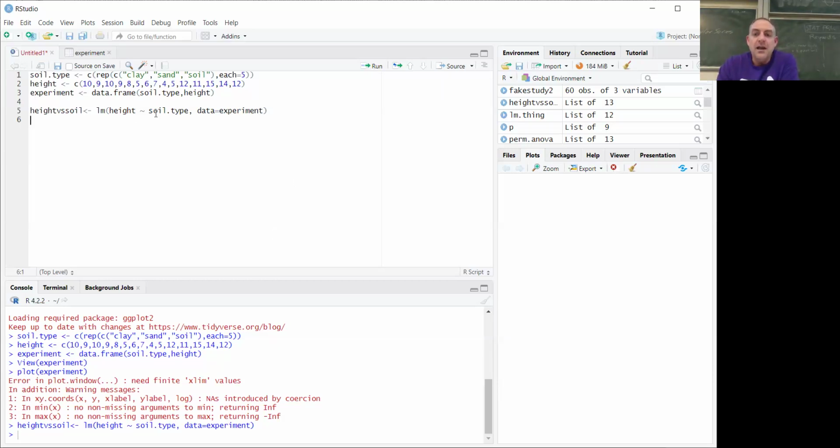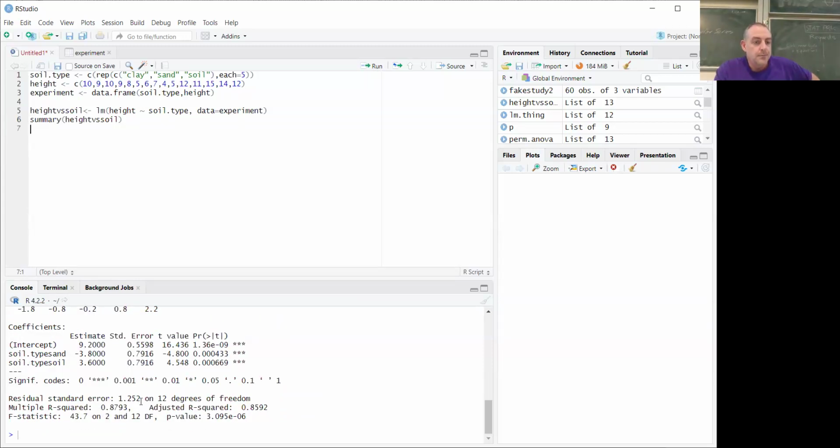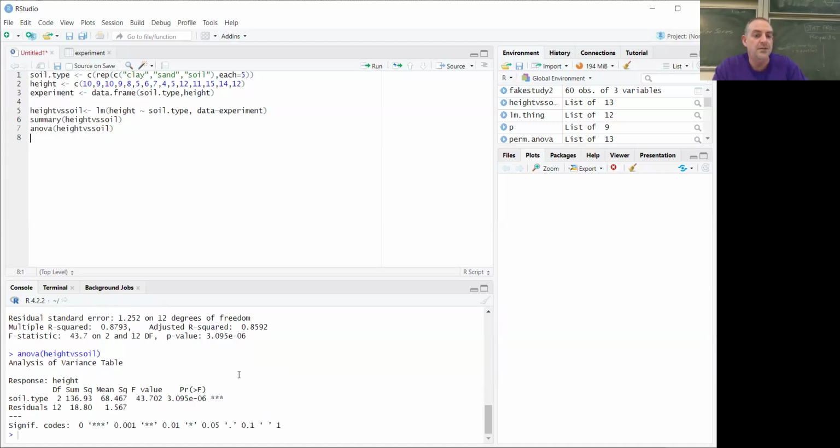So that's why I draw it that way. Okay, and then it's created a thing. It hasn't shown me anything, but it has put it over here. And then I should be able to tell it to do a summary of that, right? Height versus soil. Oh, that's weird. That's not what I wanted at all. Maybe I should tell it to do an ANOVA on that. There it is. Yay. It has produced this bit here, the analysis of variance table that I was talking about.